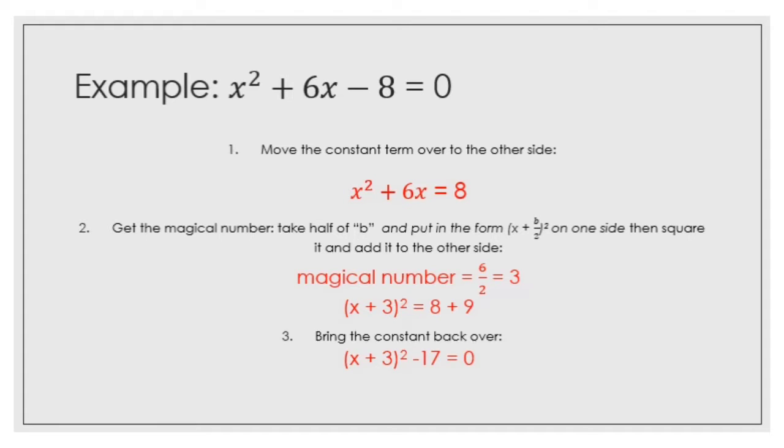So what this looks like is, on the left side, we have x plus b over 2, which is x plus 3, squared equals 8 plus 3 squared. That's the squaring it and adding it to the other side. So we have the 3 on the inside of the parentheses being squared on the left side, and then we have 3 squared, which is 9, on the other side. Now we're just going to add them up and bring the constant term back over. 8 plus 9 is 17, so we subtract it to get to the other side, and we end up with the vertex form of the quadratic equation that we got.